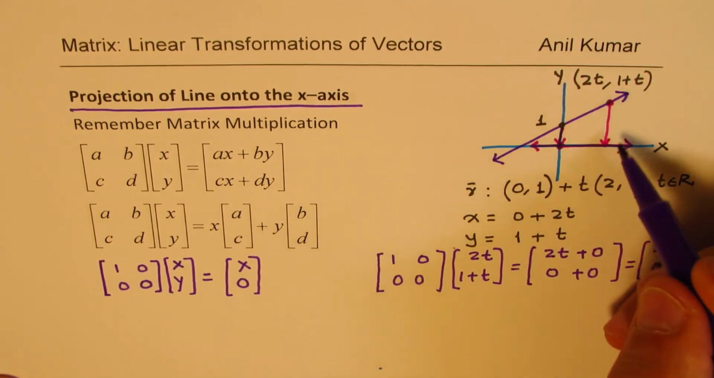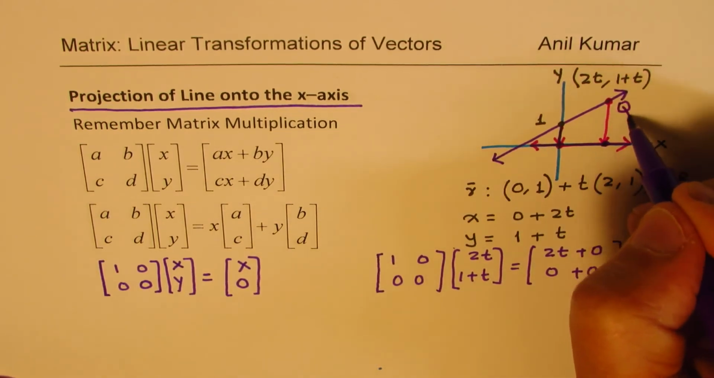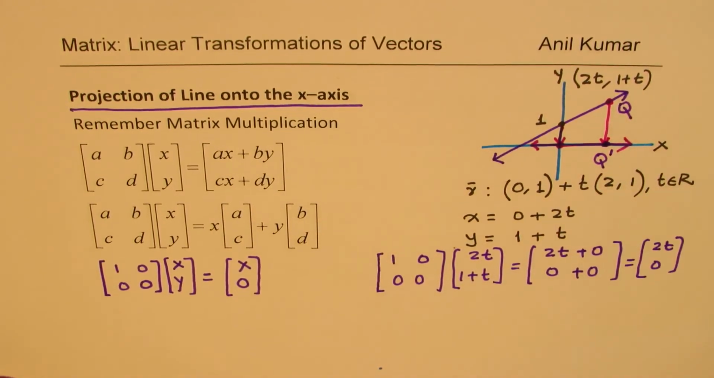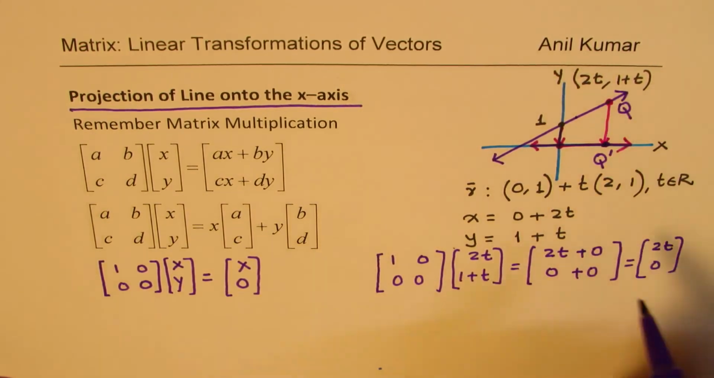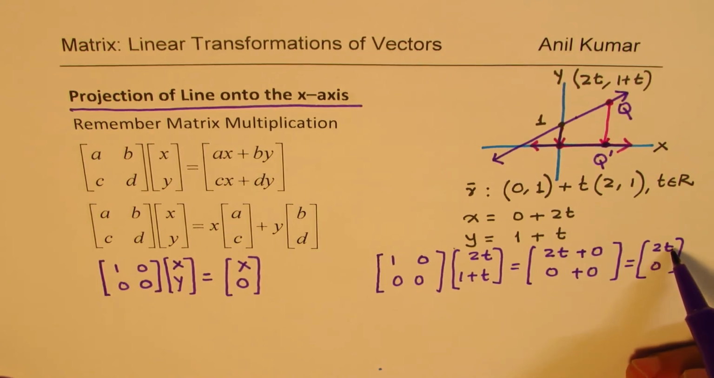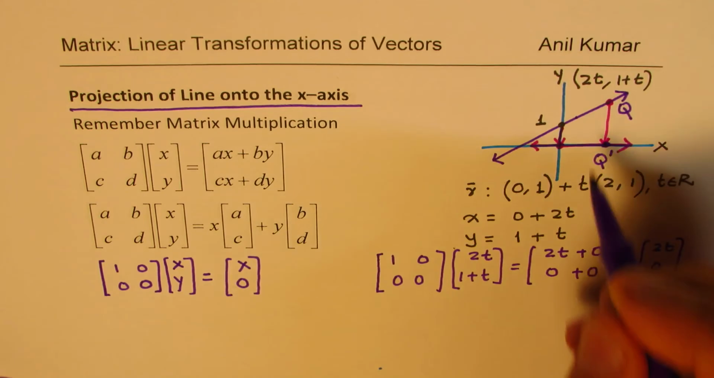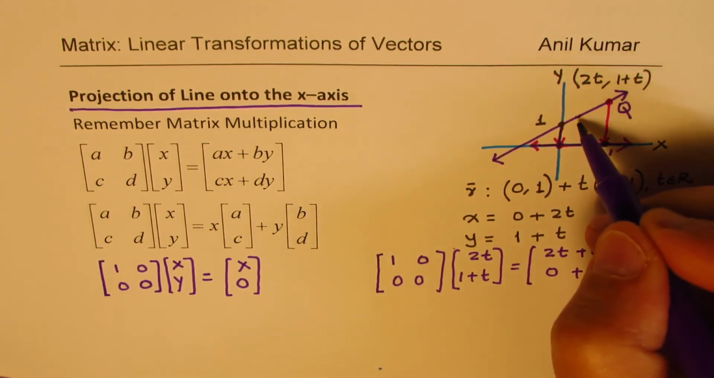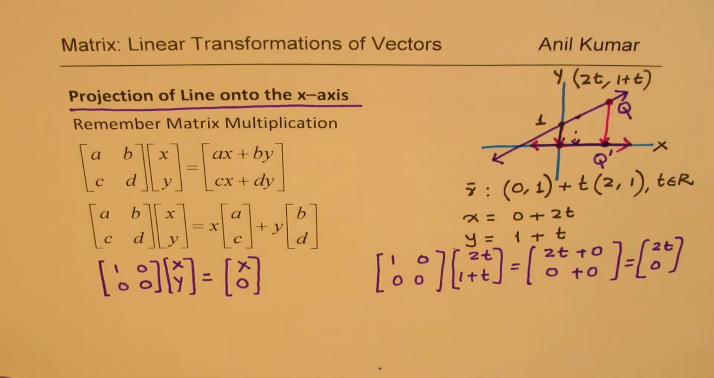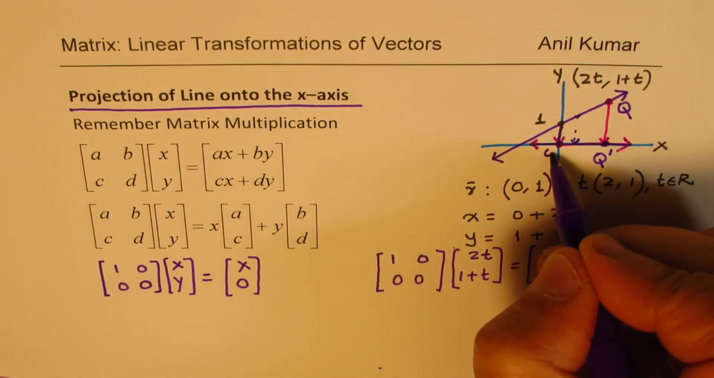So 2t is the x value and 0 is the y value, so we do get this point q as q dash. You get the idea. Any point on this line will have, if t is, let's say, 0, then, if t is, let's say, 1, so somewhere here t is 1, let's say 2 and 3, that will also be projected on this line. So accordingly, if t is 0, we have 0, 1, the y-intercept, which projects to the origin itself.